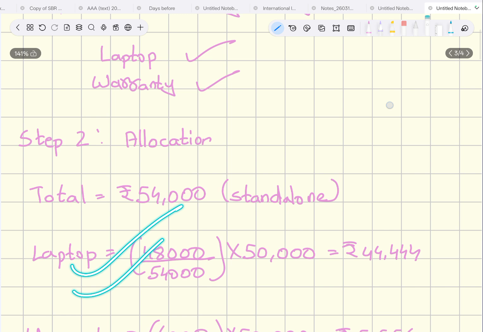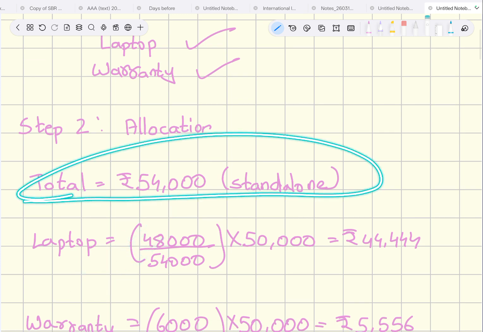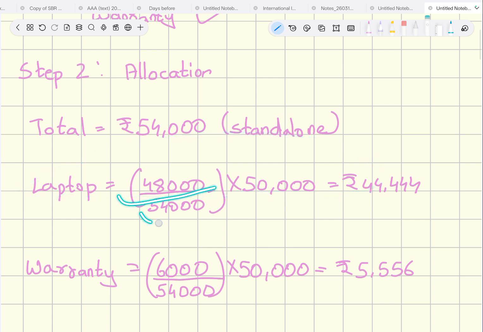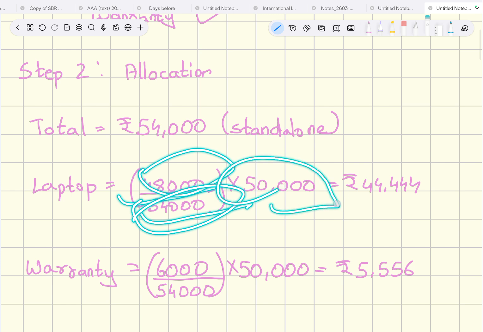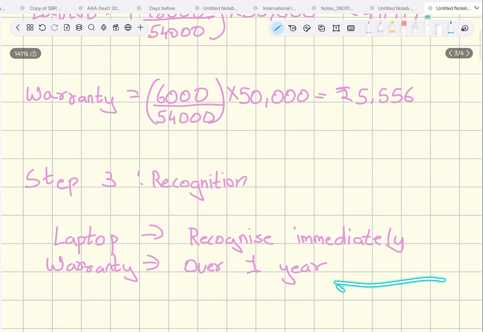Second step, we allocate the transaction price. The total standalone price is 54,000, which is very simple. We just take the laptop standalone price, divided by the total standalone price of the laptop and warranty, and multiply it by the revised price of 50,000, which gives us 44,444, and same for the warranty, which is 5,556. Third, we recognize the revenue when each obligation is satisfied.